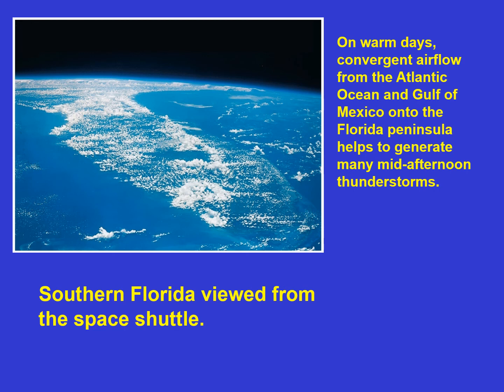This is really neat. Okay, so this is back when we had a space shuttle. This is an image of southern Florida from the space shuttle. And I personally can't see the actual land here, but you get an idea of where the Florida Peninsula is because you can kind of trace it out with all of those clouds. Okay, so warm days convergence, again, air coming from the Atlantic and from the Gulf of Mexico converging and pushing upwards. Another lifting mechanism giving you condensation and precipitation, helping to generate many mid-afternoon thunderstorms.